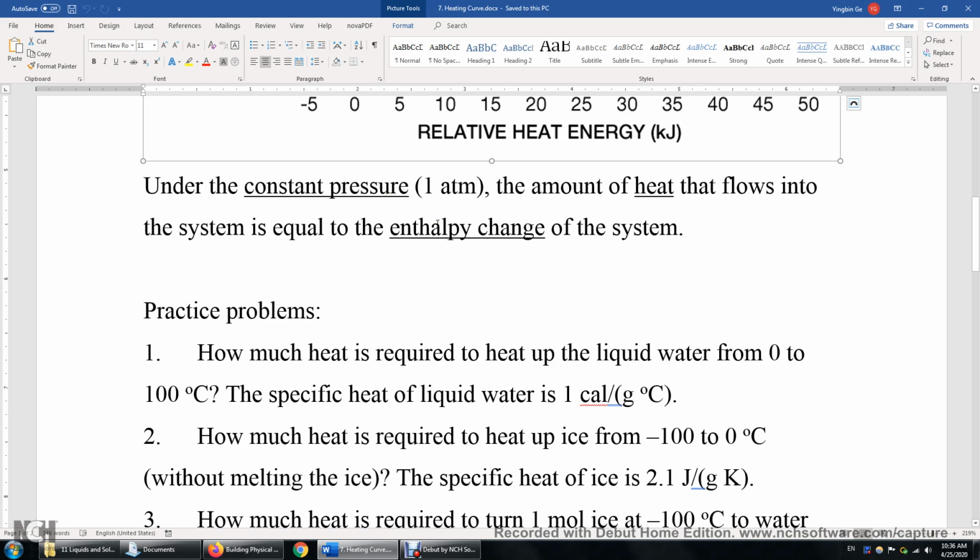Again, constant pressure, heat equals enthalpy change. Constant volume, heat equals internal energy change. There's a difference because enthalpy is different from internal energy. H equals U plus PV. That's the definition of enthalpy. Again, enthalpy is defined to be the sum of internal energy and the product of PV.